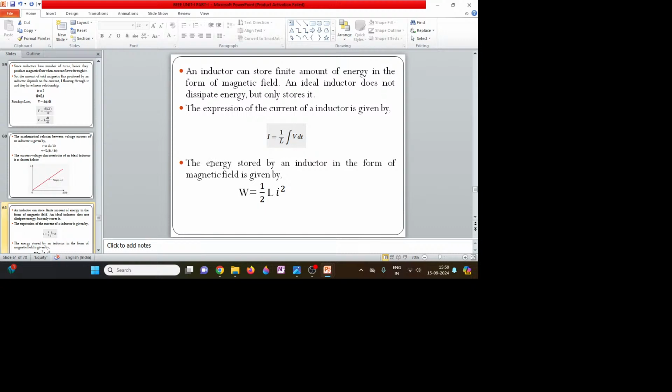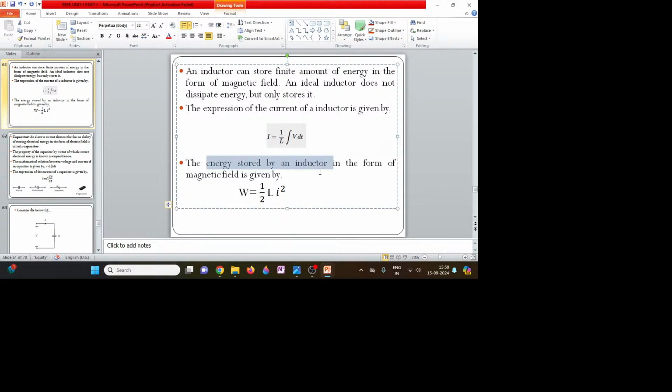Now, as I said, an inductor is an energy storage element. It is storing energy in the form of an electromagnetic field. So if I want to calculate the energy that is stored in the inductor, the energy is given by this formula: W is equal to half L i square.